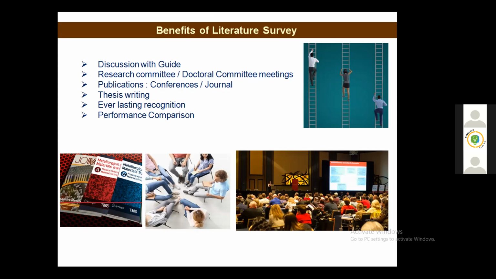Then publications can be conferences, journals, books, etc. So that is one area. Once you want to publish something, you need to do the literature survey. If you want to write a thesis, it is needed, and in all aspects, the literature survey is an unavoidable part. Then everlasting recognition. If you publish something, years and years after the publication of that material, you will be recognized because of the content in that publication. Then performance comparison. If somebody is doing some particular work, it is compared with other authors, based on the publication or the acceptance of that particular publication by the technical society.